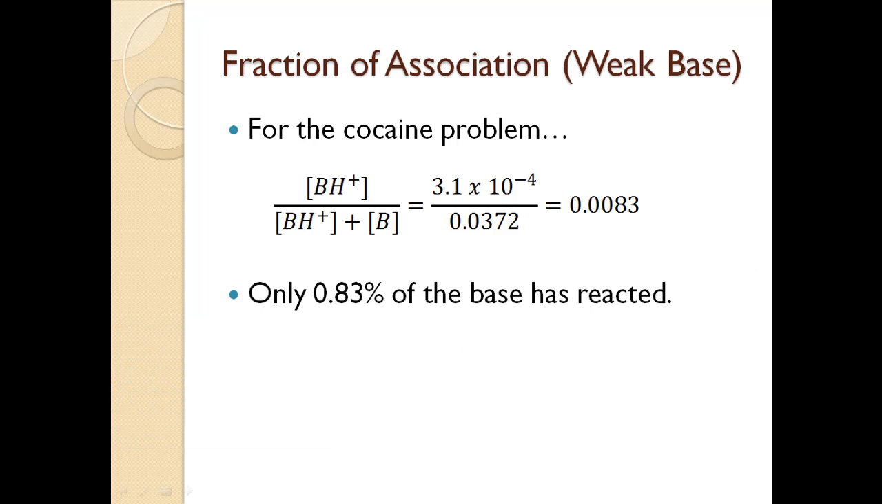If I then wanted to know the fraction of association for my weak base, it's the same thing that we did before. Now it's just the weak base, right? So we're going to put the answer that we got, 3.10 times 10 to the negative 4th, because that was the concentration of that weak acid conjugate at the end of the reaction, divided by the formal concentration of the original weak base, which is 0.0372. Divide that, and you're going to get 0.0083. Turn that into a percent, and you'll see that it's only 0.83% of the base has actually reacted and associated itself.